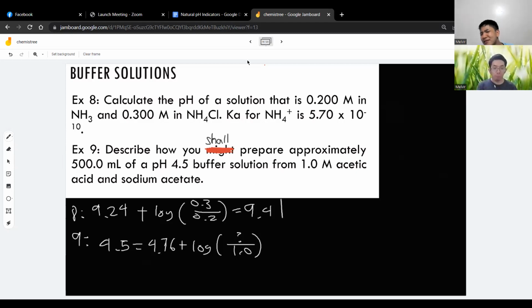Kinain ko po yung ampalaya, raw. Ay, yung plain. Ano ba ang ulam mo ngayong gabi? Ampalaya? Opo.